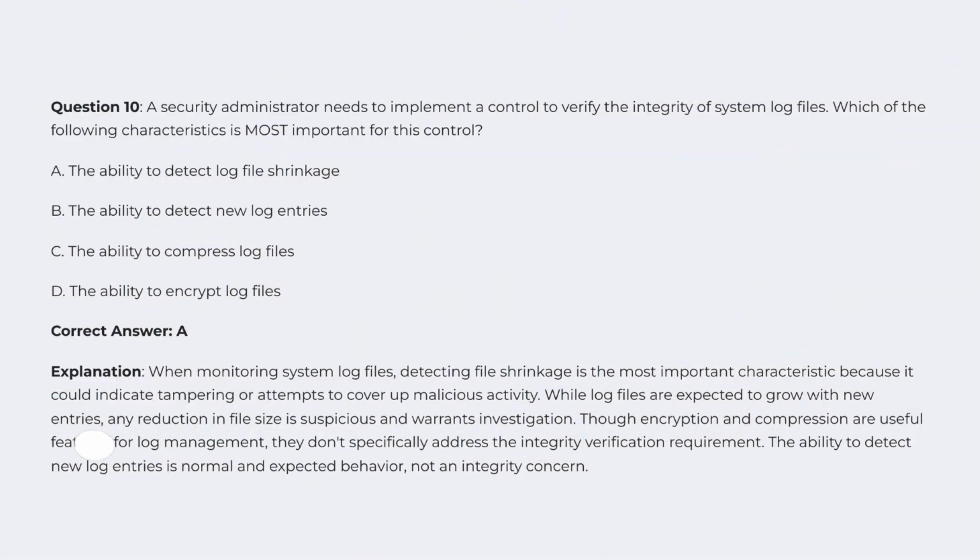Correct answer, A. Explanation. When monitoring system log files, detecting file shrinkage is the most important characteristic because it could indicate tampering or attempts to cover up malicious activity. While log files are expected to grow with new entries, any reduction in file size is suspicious and warrants investigation. Though encryption and compression are useful features for log management, they don't specifically address the integrity verification requirement. The ability to detect new log entries is normal and expected behavior, not an integrity concern.